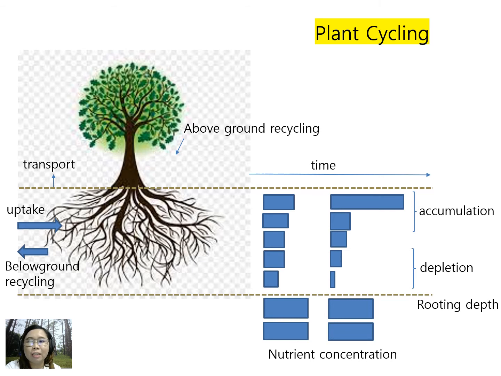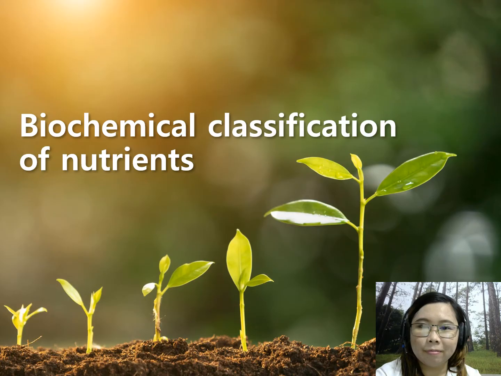As you can see in this figure, arrows indicate nutrient uptake, transport, and aboveground cycling via litterfall and throughfall. Plant cycling tends to accumulate nutrients in the topsoil and deplete them in the root zone. Below the rooting depth, there is an increase in nutrient concentrations because there is no depletion. So that's for the profile distribution of nutrients.